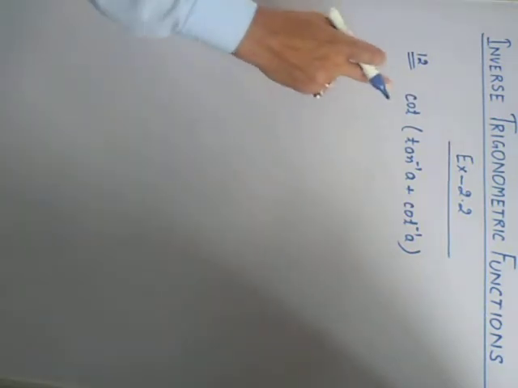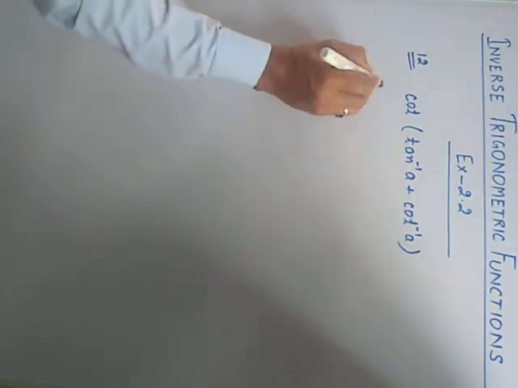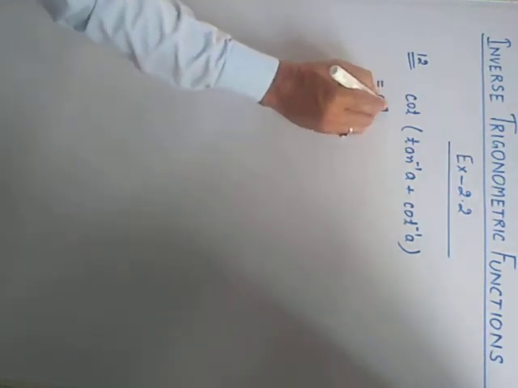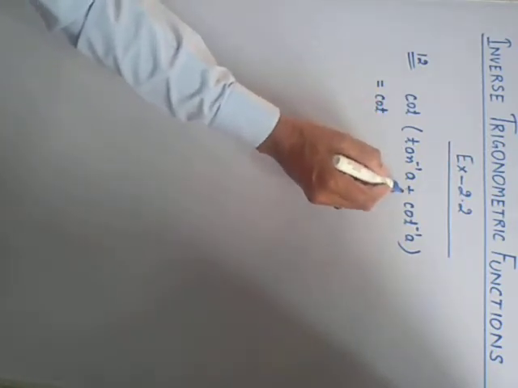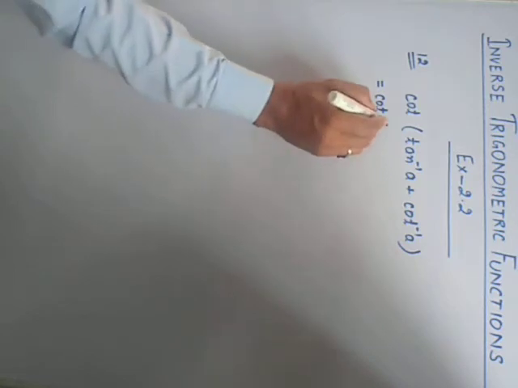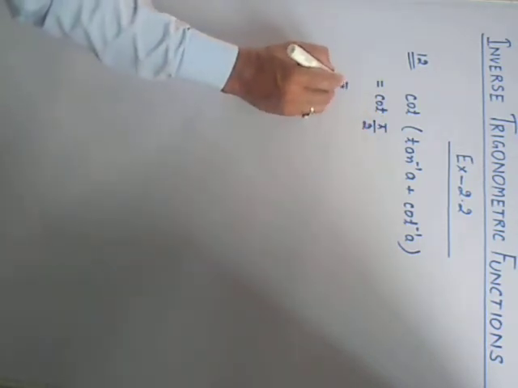Question number 12. Cot tan inverse a plus cot inverse a. This is a 1 mark question. Cot will remain as it is, and you know that tan inverse x plus cot inverse x equals pi by 2. So cot pi by 2, and cot pi by 2 is cot 90, which is 0. So 0 is the value of the given question.